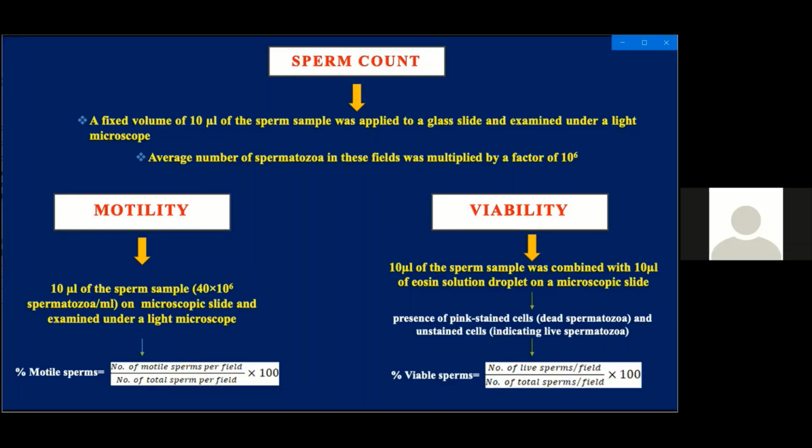according to WHO guidelines. For motility, 10 microliter of sperm sample, that was 40 into 10⁶ spermatozoa per ml, was kept on a microscopic slide and examined under a light microscope. Percentage of motile sperms was calculated as the number of motile sperms per field divided by the number of total sperms per field, multiplied by 100. For viability, 10 microliter of sperm sample was combined with 10 microliter of eosin solution droplet on a microscopic slide. Pink stained cells are considered to be dead spermatozoa, and unstained cells indicate live spermatozoa. They were counted, and percentage of viable sperms was calculated as the number of live sperms per field divided by the total number of sperms per field, multiplied by 100.